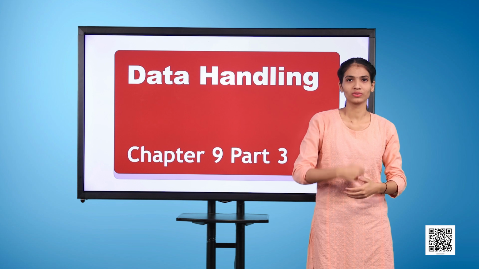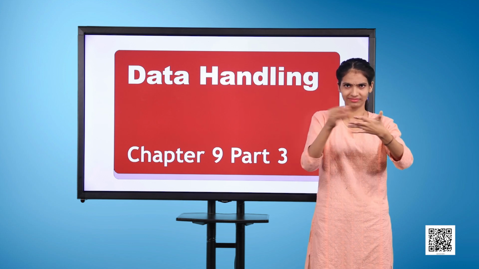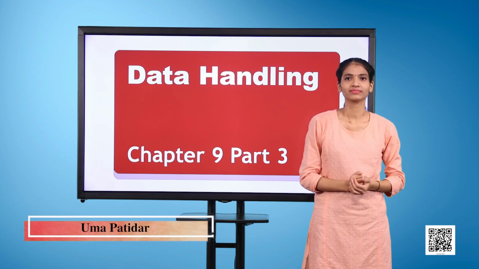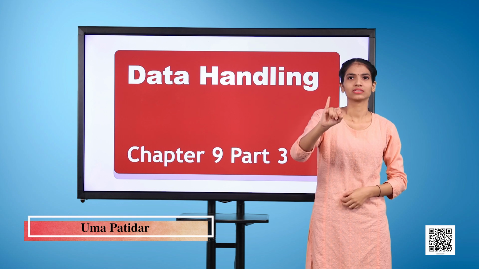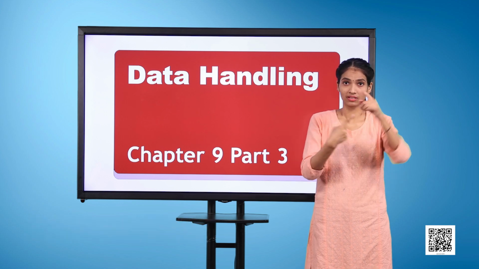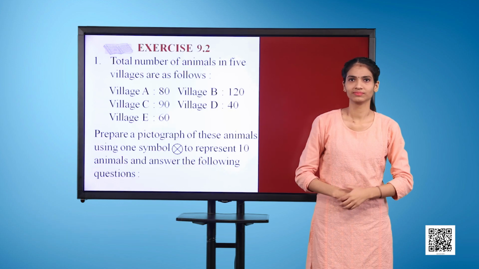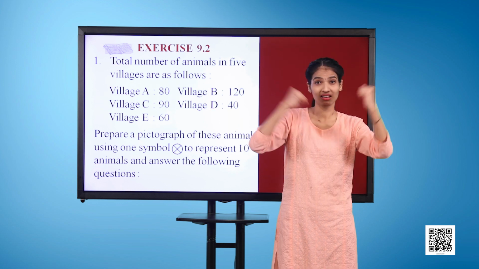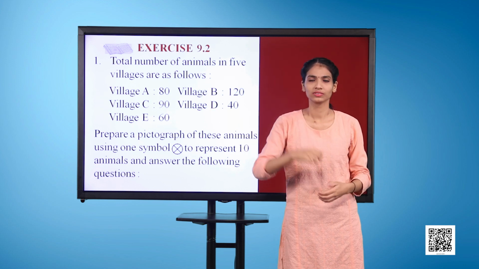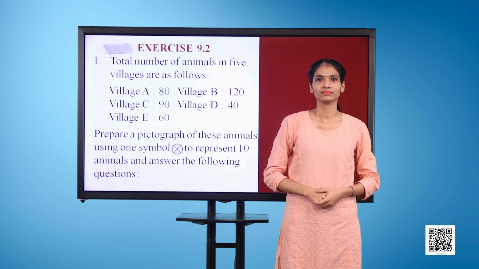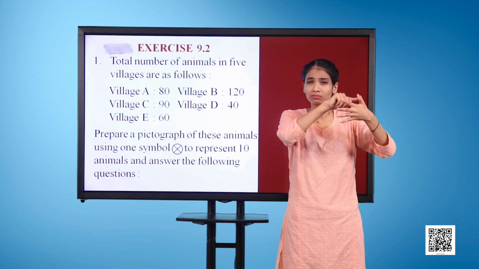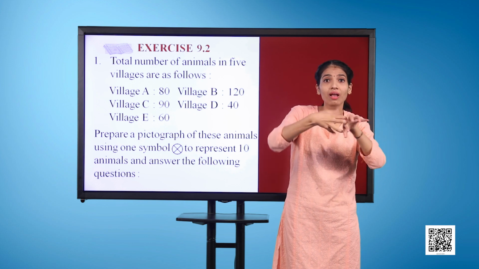Chapter 9, Data Handling. Page 196, Part 3. Exercise 9.2. 1. Total number of animals in 5 villages are as follows.